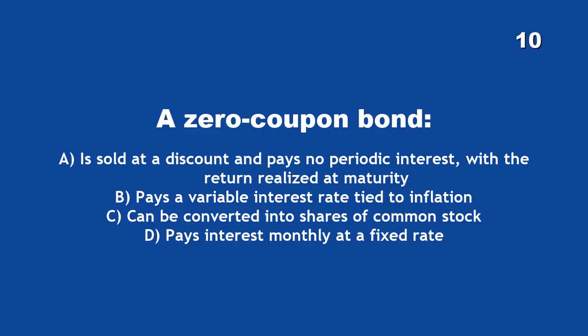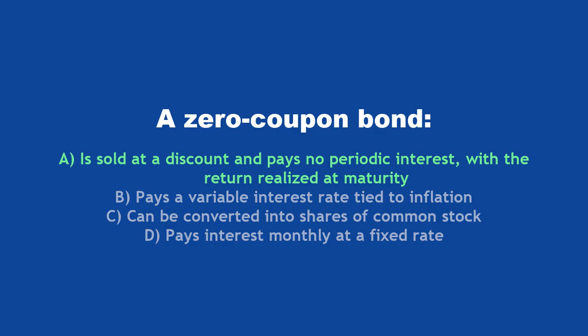A zero-coupon bond: Option A, is sold at a discount and pays no periodic interest, with the return realized at maturity. Option B, pays a variable interest rate tied to inflation. Option C, can be converted into shares of common stock. Option D, pays interest monthly at a fixed rate. The correct answer is A, is sold at a discount and pays no periodic interest, with the return realized at maturity.